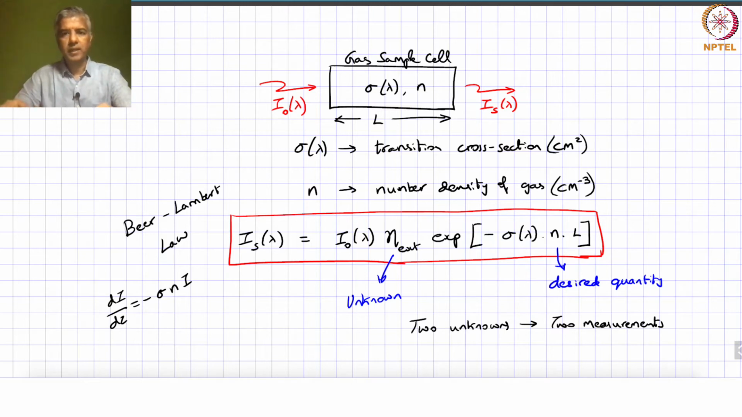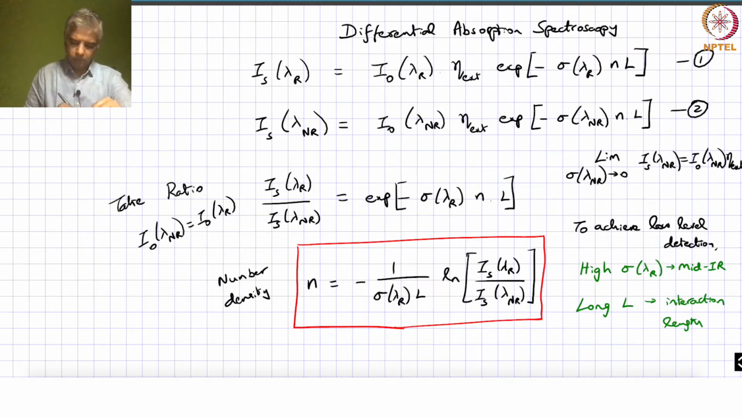So we looked at an example of how we can send light through a gas cell which has a particular concentration of a particular gas species, and the idea is how do you determine that concentration. So then we looked at how we can do these measurements, especially with differential absorption spectroscopy, how we can get an accurate measurement of the gas concentration.